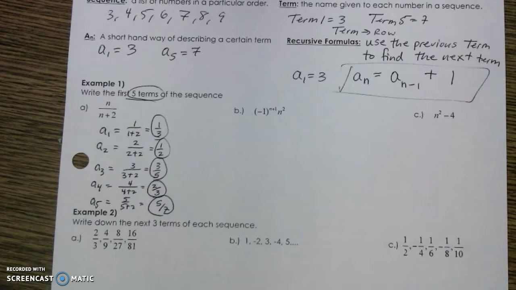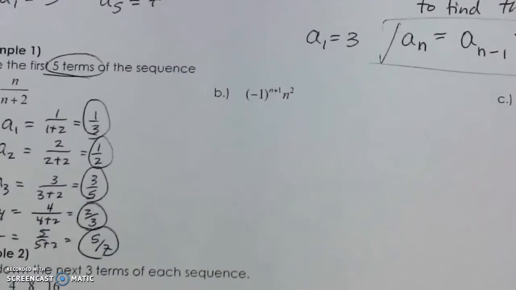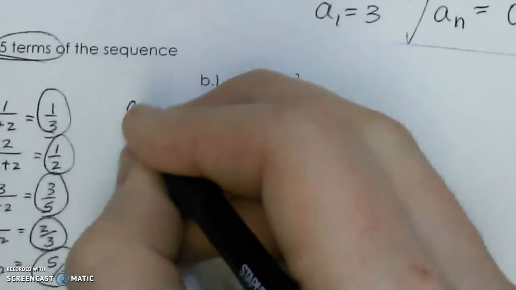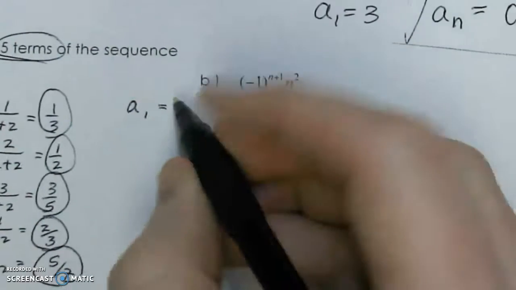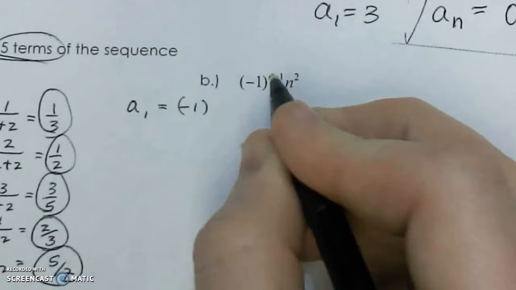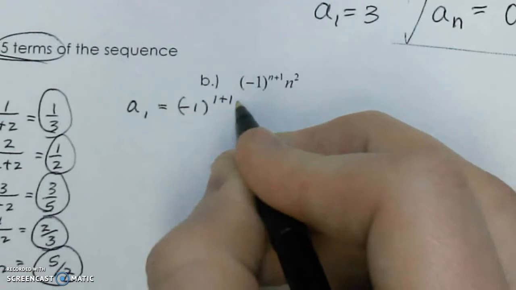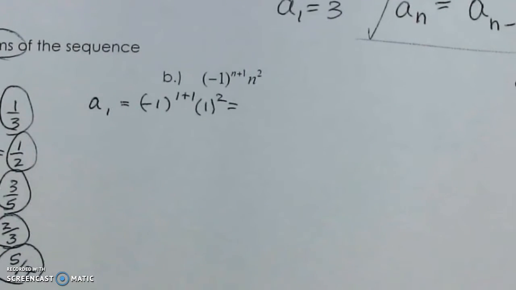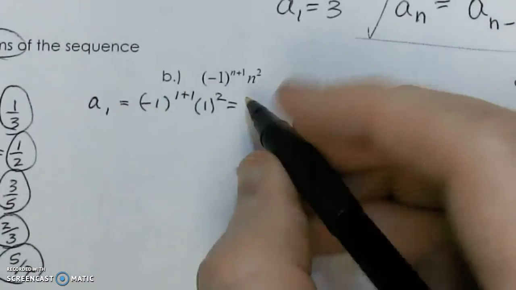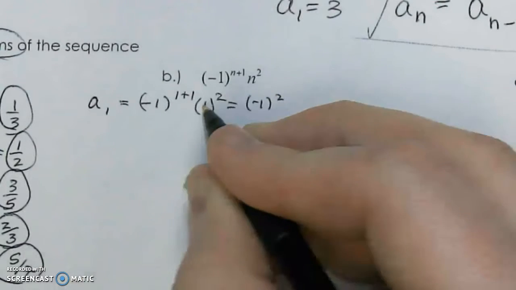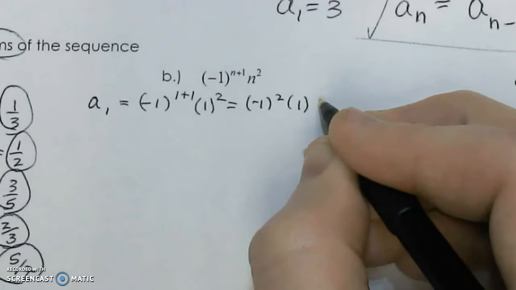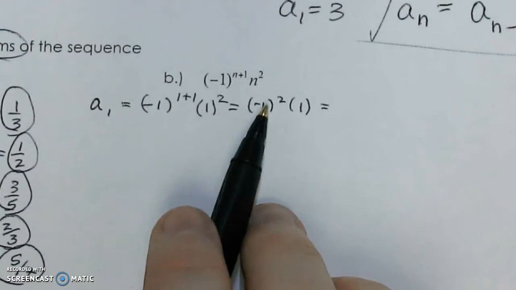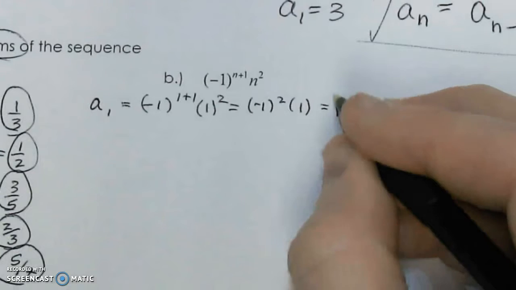This next one is a little more difficult. We're talking about exponents here. So A1, I would plug in 1 in for the n. And so here, let's do this in 2 steps. I have -1 squared, and then 1 squared is 1. So the -1 is being squared, so the negative goes away, and then we have 1, so we get +1 for A1.